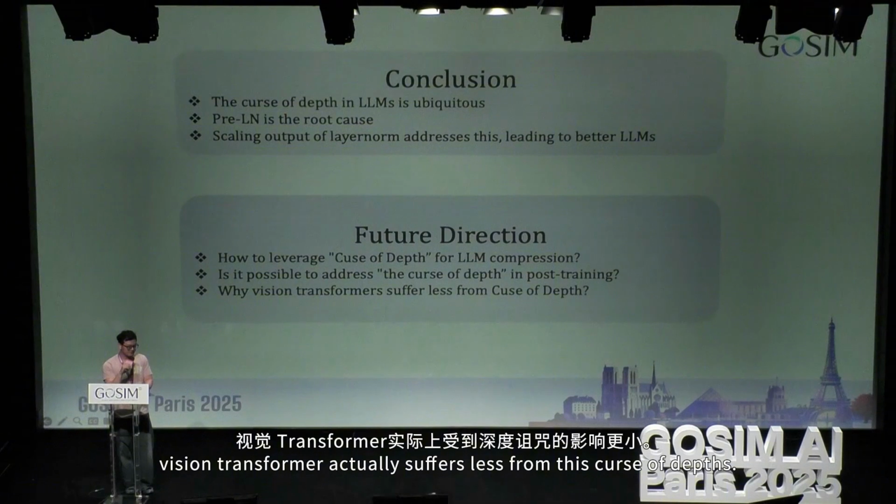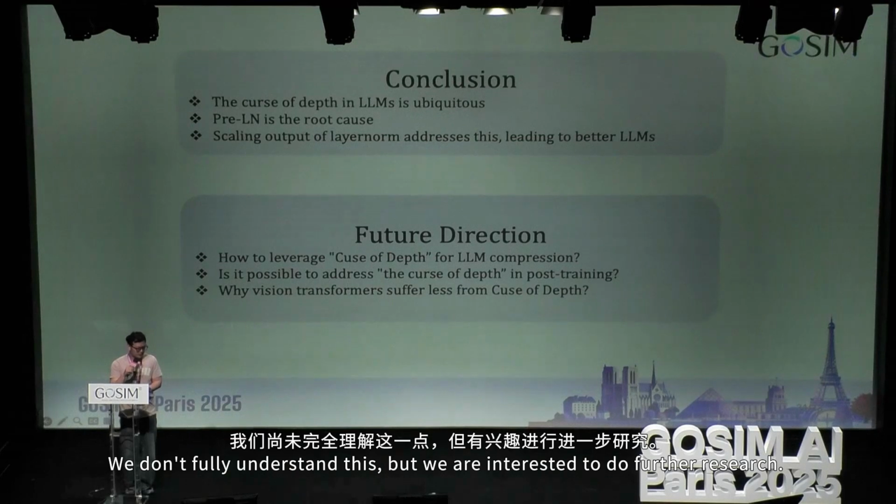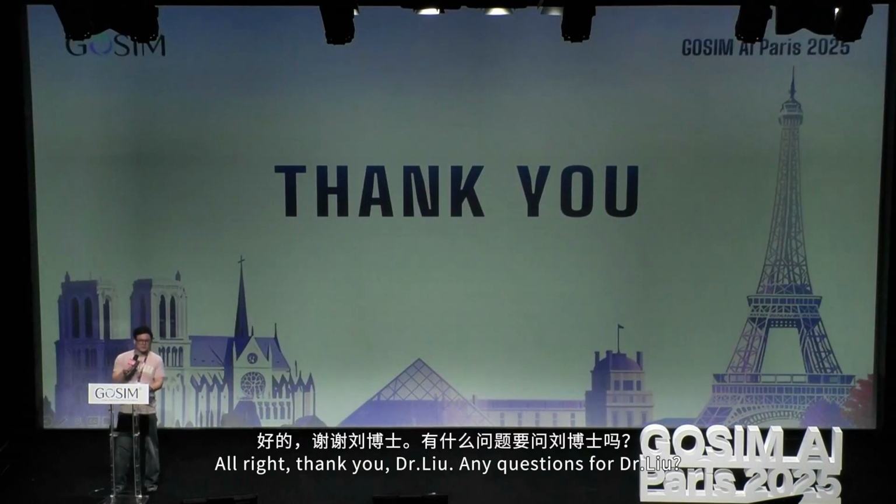And we also found vision transformers actually suffer less from this curse of depth. Maybe because the data is more continuous or they don't have causal attention. We don't fully understand this, but we are interested in doing further research. I think that's all for my talk. Thank you.